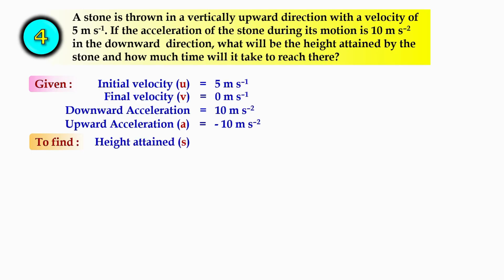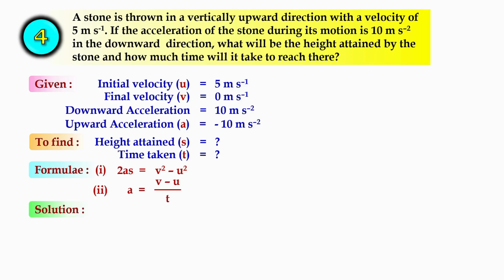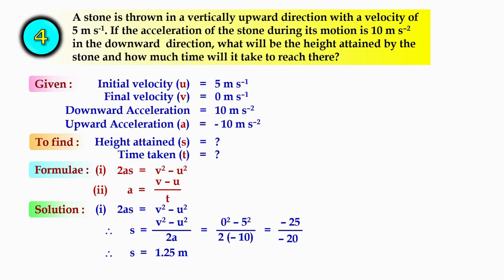First, let us calculate the maximum height reached by the stone. We use the equation 2 multiplied by acceleration multiplied by displacement equals final velocity squared minus initial velocity squared. Substituting the values, we get displacement equals 0 squared minus 5 squared divided by 2 multiplied by minus 10. This becomes minus 25 divided by minus 20, which gives 1.25 meters. So the maximum height attained by the stone is 1.25 meters.